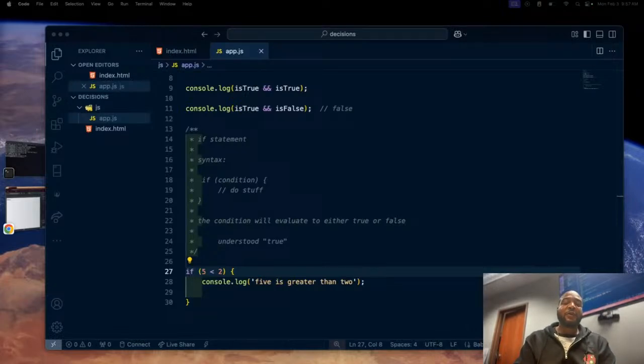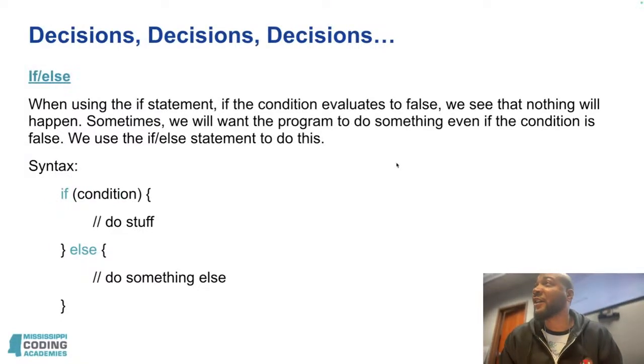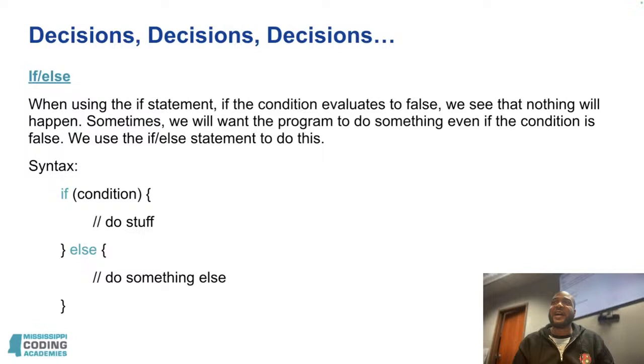Okay. So we're going to move along. And now we're looking at the if else statement. When using the if statement, if the condition evaluates to false, we see that nothing will happen. When we did that, and we said 5 is less than 2, it did nothing at all. But sometimes we want the program to do something even if the condition is false. And that's where we use the if else statement to do this.